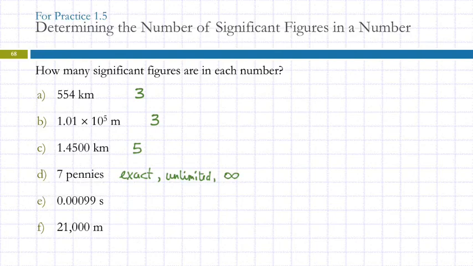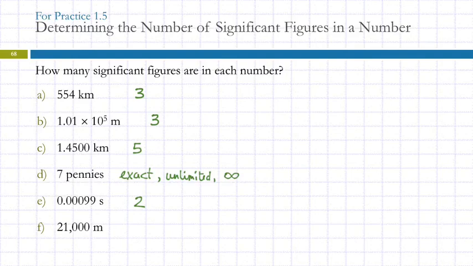How about letter E, 0.00099 seconds? 2. Those zeros are coming at the beginning of the number. They're leading the way. They are just holding places. They are not measurements. So only the 9s are significant there.